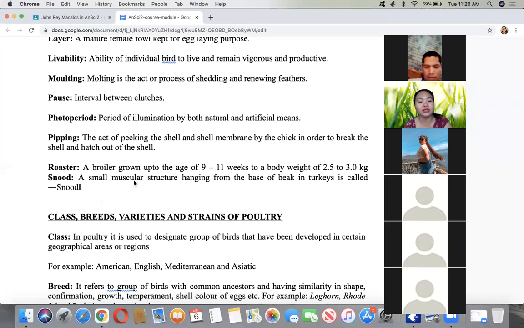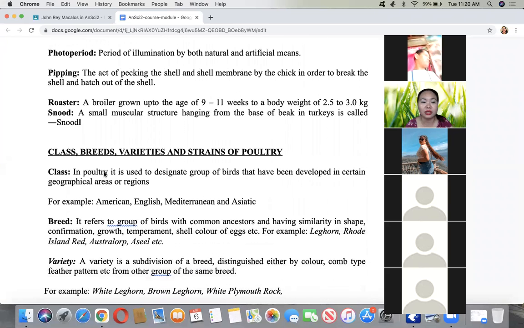And lastly, roaster, no, we call it a broiler grown up to the age of 9 to 11 weeks to a body weight ng more than 2 to 3 kilogram na siya. So matigas na talaga, no, ang roaster. Although mayroon tayong roaster for breeding. So before pa naman sila mamatay, kakatayin na natin. So snood is also a small muscular structure hanging from the base of the beak. In Turkey called snood. Yan.